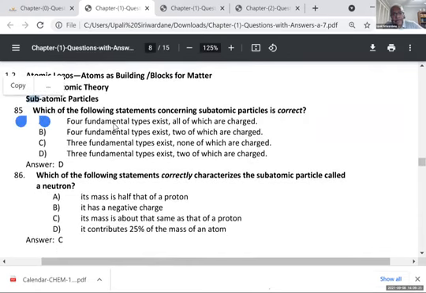This is about the atom. 85. Which of the following statements about subatomic particles is correct? 3 fundamental particles exist, 2 of which are charged. That's the correct answer.